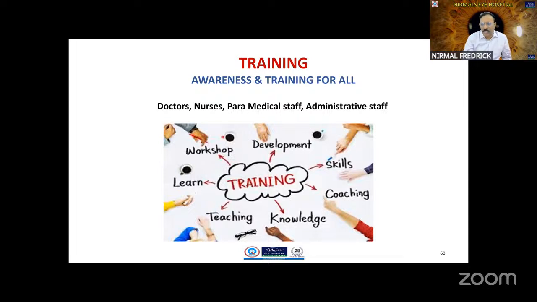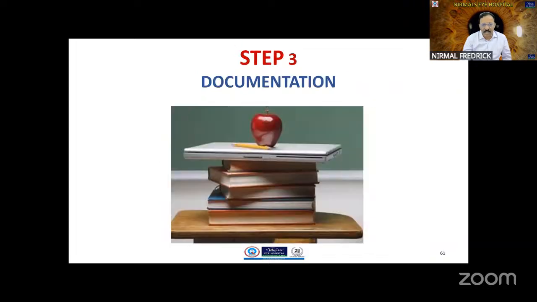And everybody has to be trained, not only administrative staff or paramedical staff. The doctors and nurses also have to be trained. And the first part, the doctors are the important people to be trained in these kind of standards integration.